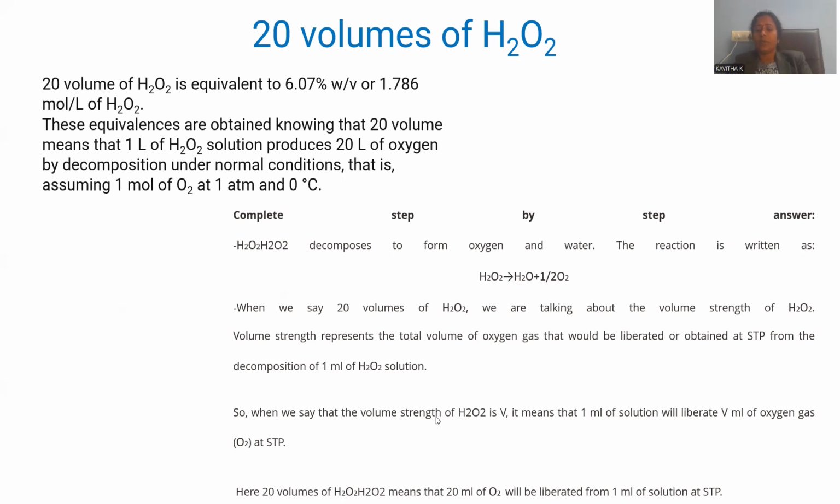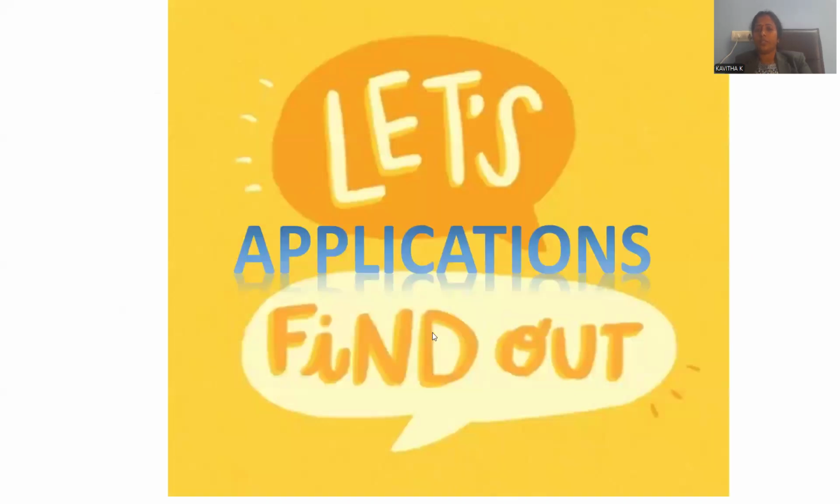So when we say that the volume strength of hydrogen peroxide is V, it means that 1 ml of solution liberates V ml of oxygen at standard temperature and pressure. STP stands for standard temperature and pressure condition. Here, 20 volumes of H2O2 means 20 ml of oxygen will be liberated from 1 ml of solution at standard conditions. Standard conditions are 1 mole of oxygen, 1 atmosphere pressure, and 0 degree temperature. So this is the detailed explanation regarding 20 volumes of hydrogen peroxide.